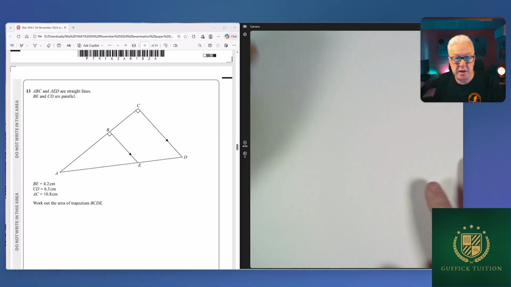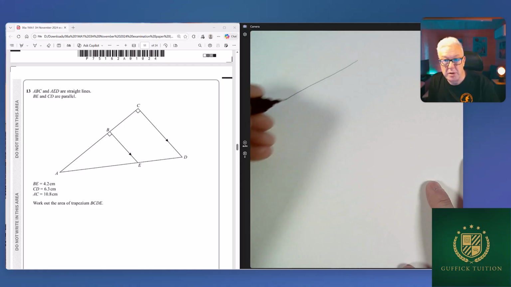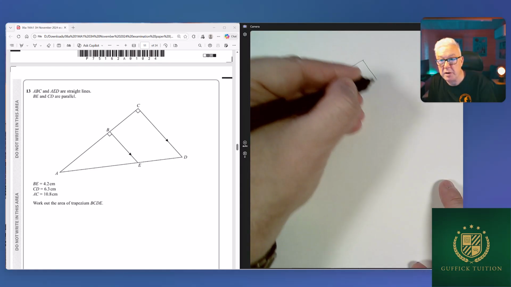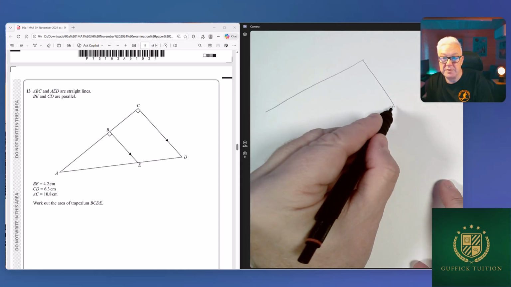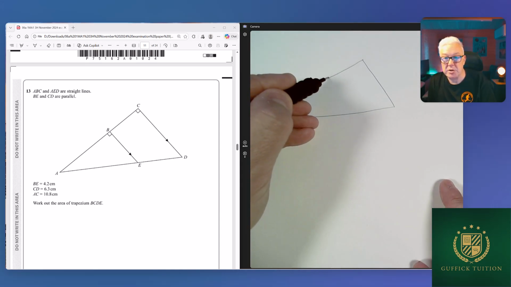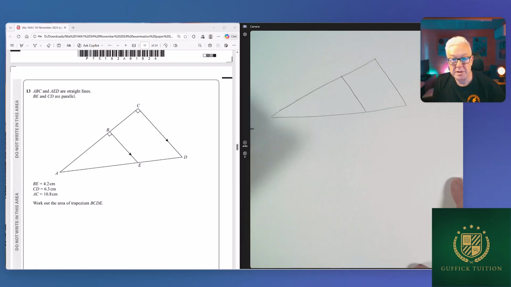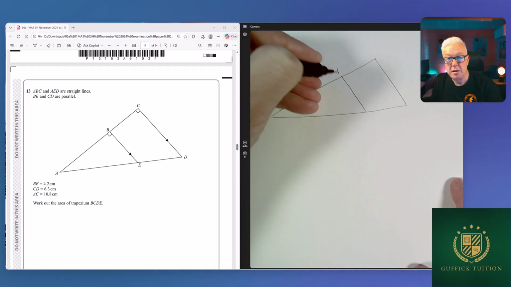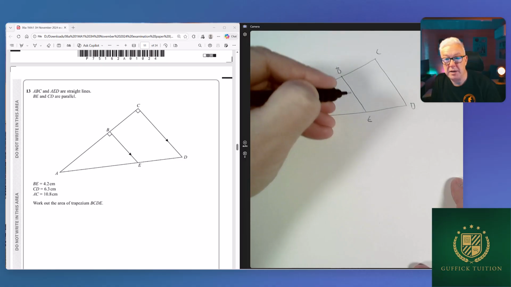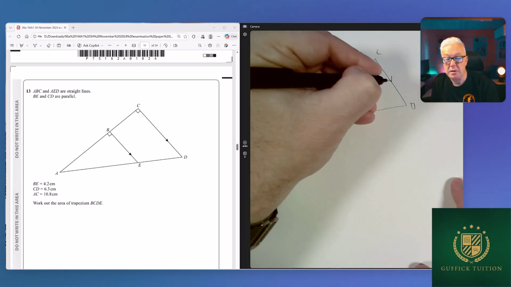Okay, so it's going to be a similar shapes question, this one. It doesn't mention the word similar, so we've got to infer that we're going to be dealing with similar shapes. First of all, let's get a sketch going to represent the situation. So what have we got here? A, B, C, D, E, and these two lines here are parallel to each other.